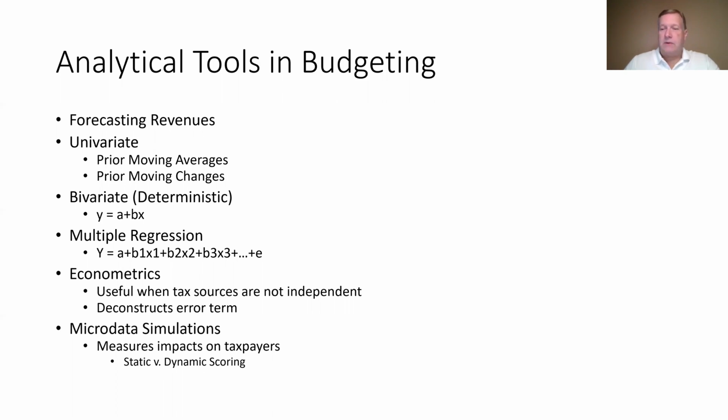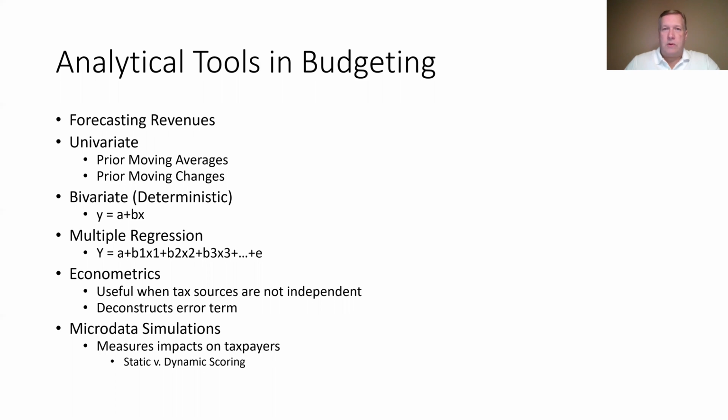Prior moving averages is a very simple approach where we will take usually our preceding 3 years of revenue. We will then develop an average of those 3 years of revenue generation, and then we will use that average for our forecast for the next year. Now, what's attractive about PMA or prior moving averages is it's a very simple approach to use. The disadvantage, obviously, is that it's inaccurate.